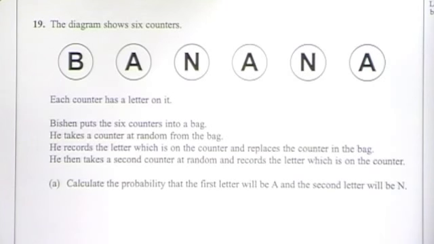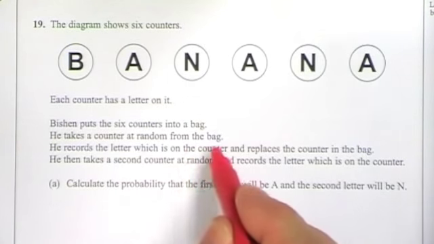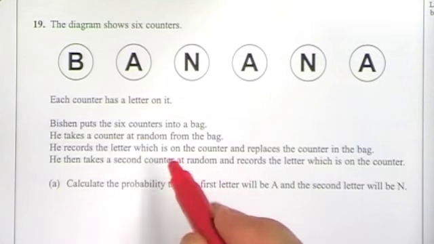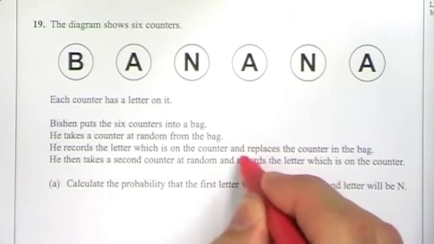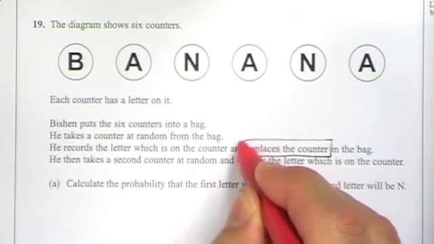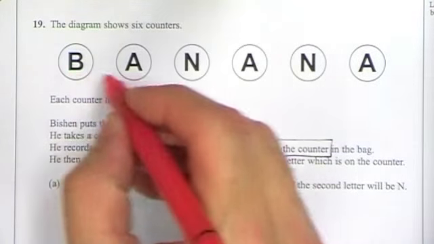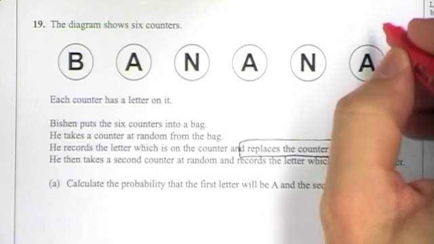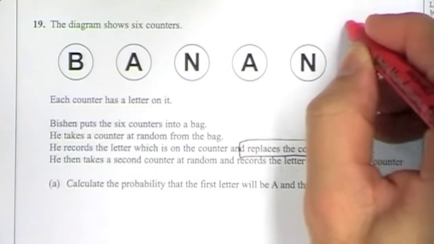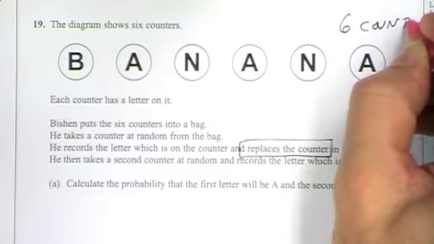Question 19 was about probability, about counters in a bag. The key thing here is he takes a counter at random from the bag, he records the letter which is on the counter and replaces the counter. It replaces the counter. You must get that in your head and always think, okay, you're going to do something once, and then when you do it a second time, it's exactly the same probabilities, which means you've got 6 counters here, and it's always going to be 6 counters.